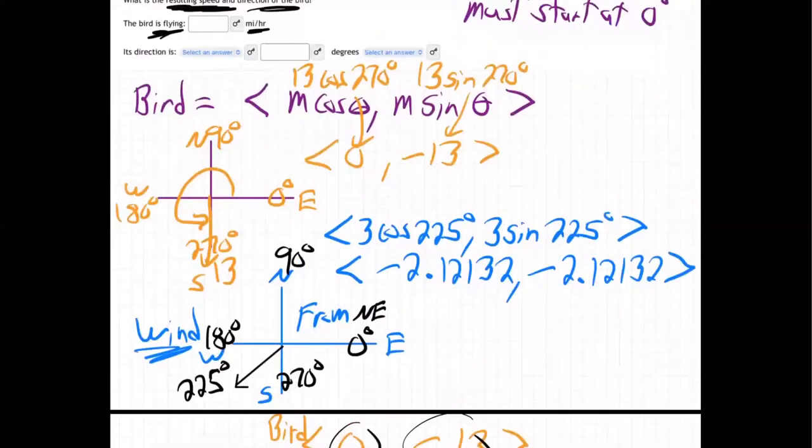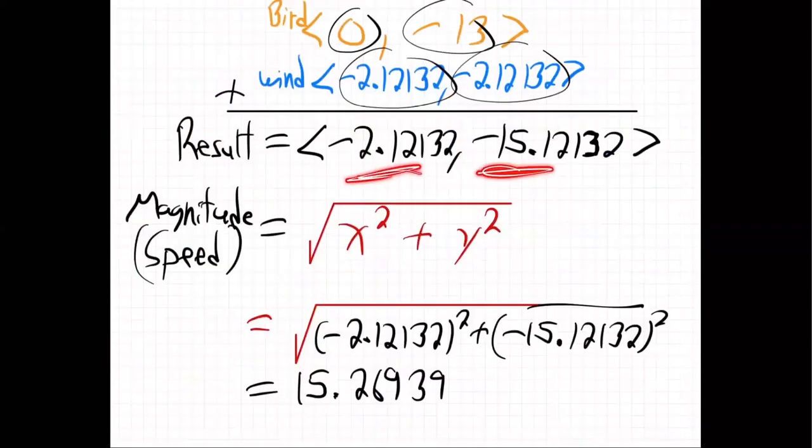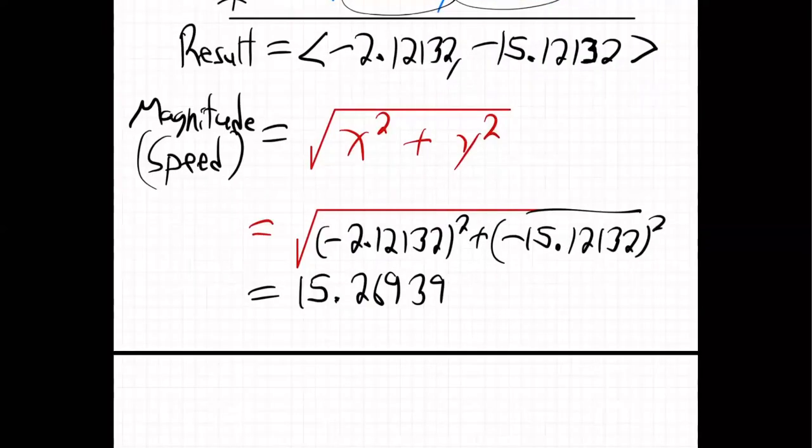And now the last thing they're asking is, what is the direction of the bird? What's the direction? So I can take this resultant vector here, and let's figure that out. So I've got the resultant vector. Let me write it down here.